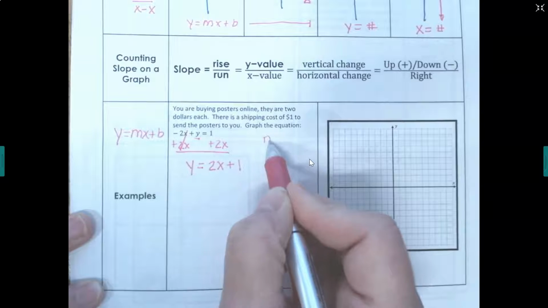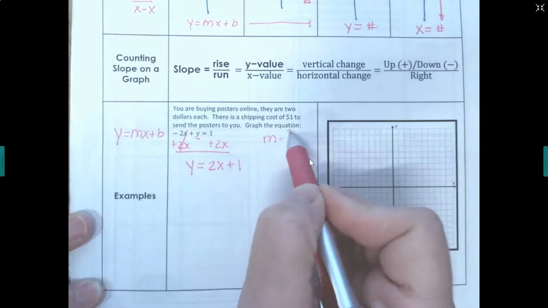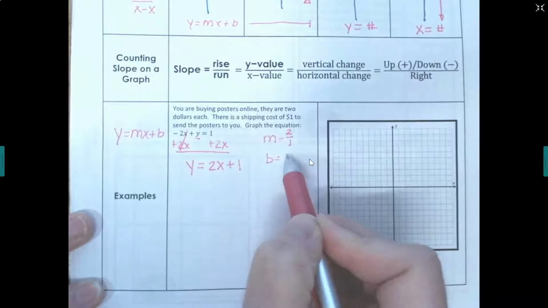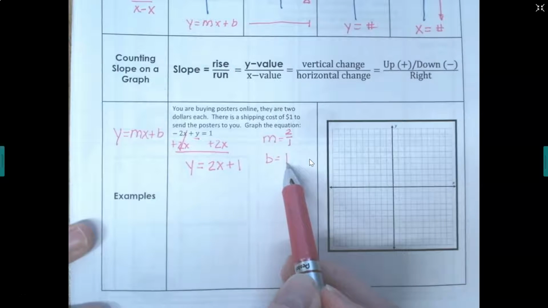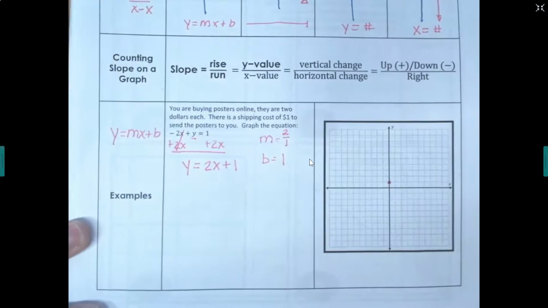So remember, our slope here is the number in front of the x. So our slope will be 2 over 1. And my y-intercept is 1. We always start graphing at the y-intercept. It gives us a place to start. So y is 1 is right there.